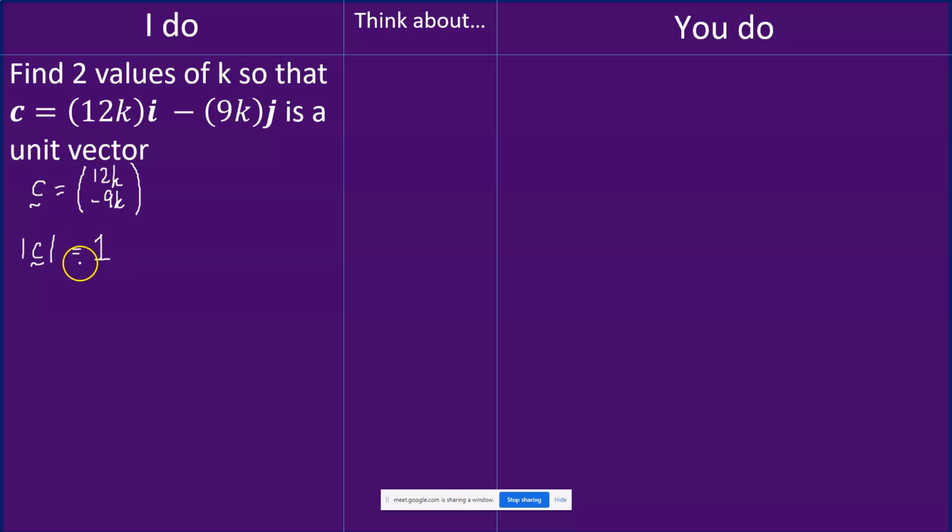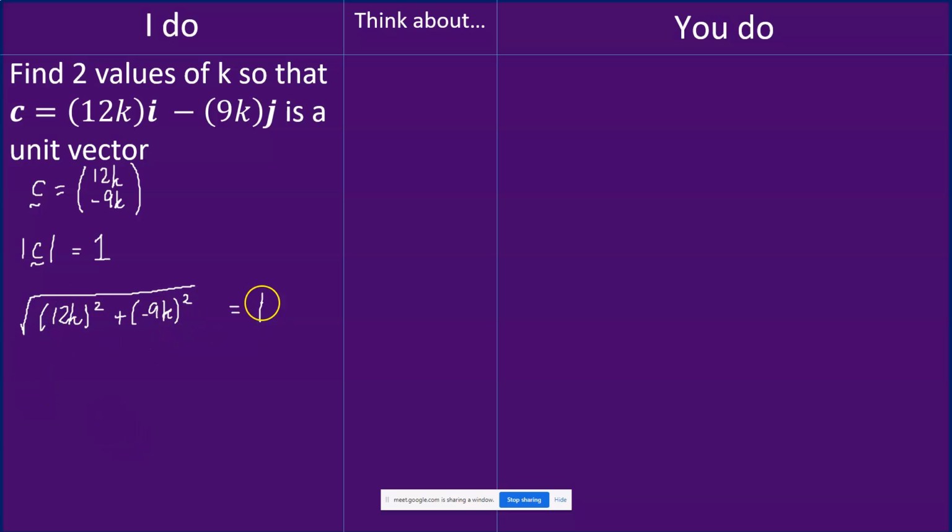Then you've got to ask yourself, how do you get the magnitude? Well, you just square root, even if it's got a k in it, I still do the same thing. So it's going to be the square root of 12k squared plus minus 9k squared is equal to 1. And all I've done there is swap c for this expression underneath, because that's how you get the magnitude. If it's got some k's in, so what? Everybody in this class is good at algebra.